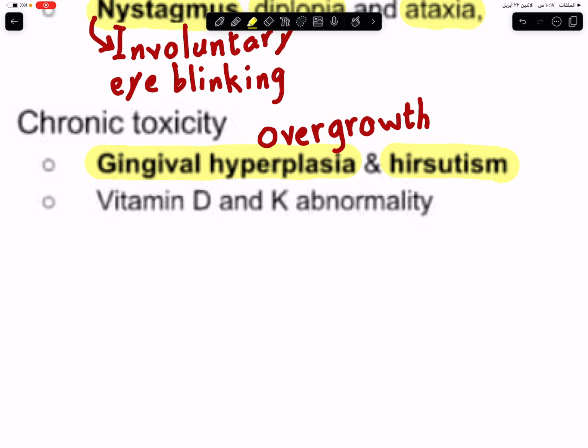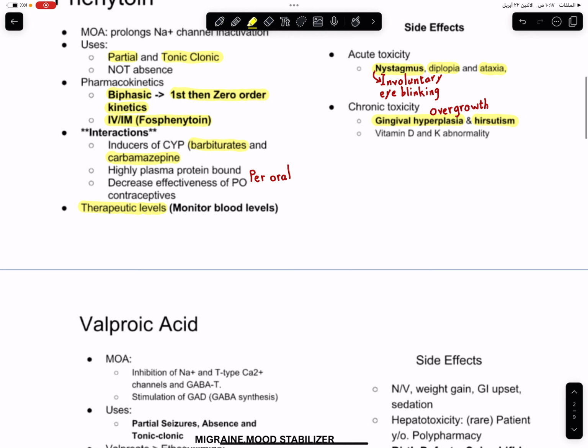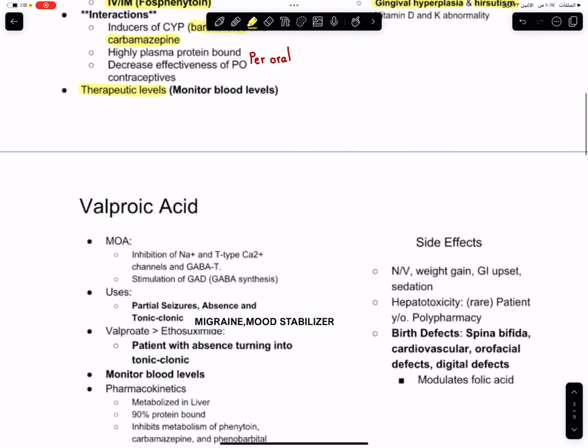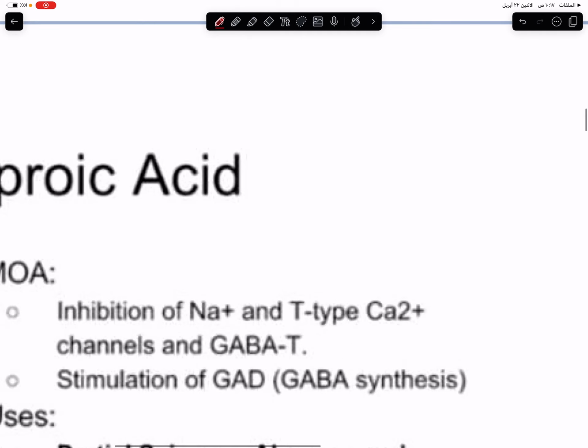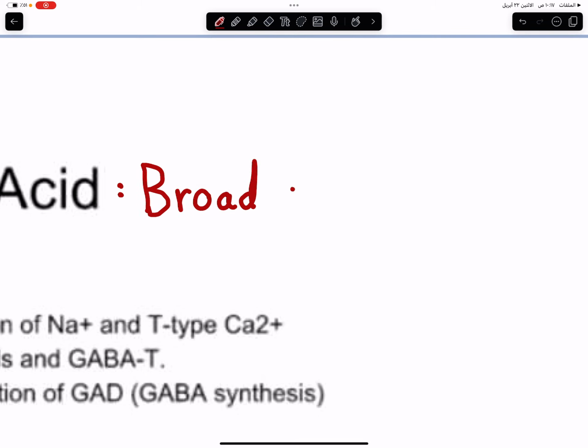This is phenytoin. This one is valproic acid. Please write in bracket broad spectrum. Sorry, I forgot to write broad spectrum. Valproic acid, broad spectrum. Normally, we use the term broad spectrum for antibiotics. This is also broad spectrum, but it is not an antibiotic. It is called anti-seizure medication, anti-epileptic, or anticonvulsant. Why we say that this is broad spectrum, you will see.